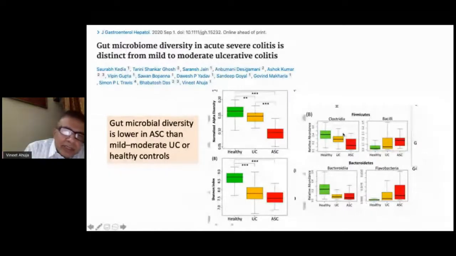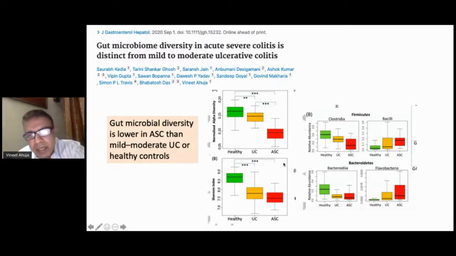This month, we put in some data which showed that when it compared patients of ulcerative colitis with, again, very severe colitis who are hospitalized, and healthy controls, you find that patients who have acute severe ulcerative colitis have the lowest microbial diversity. They have the least alpha diversity, the Shannon indexes were low, and if you looked at individual firmicutes and bacteroids, the firmicutes, Clostridium were low, and Bacteroidea were also low, suggesting that they have an inflammatory kind of microbiome.